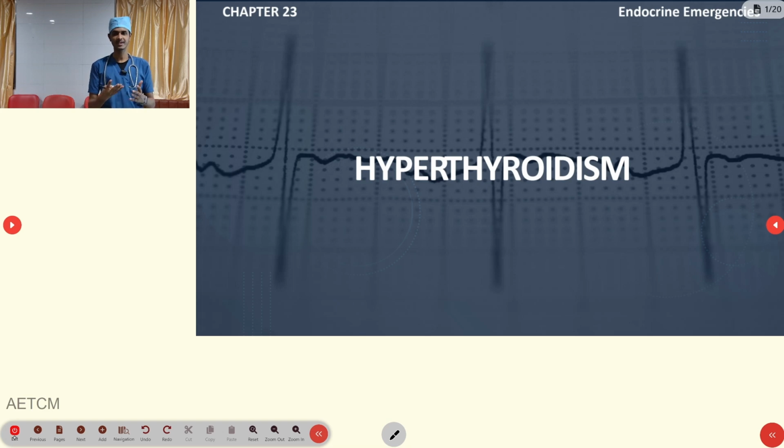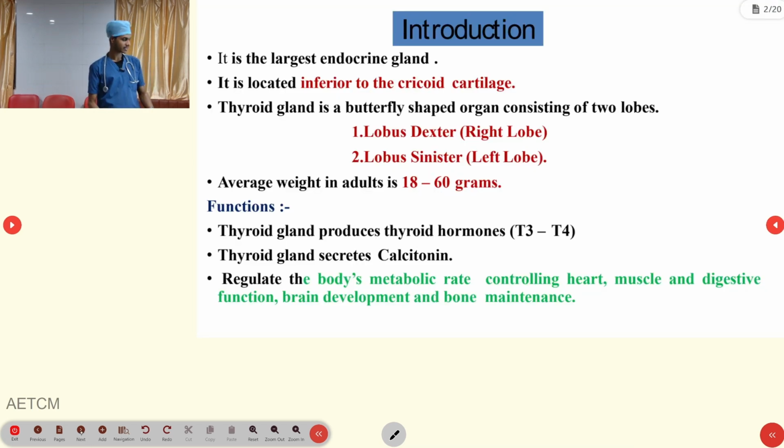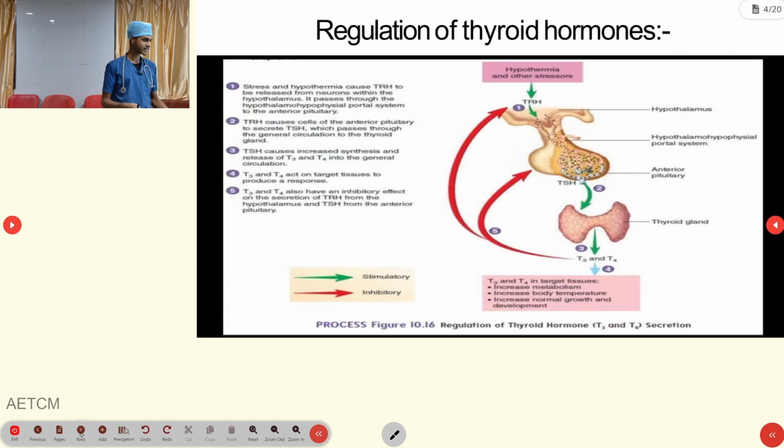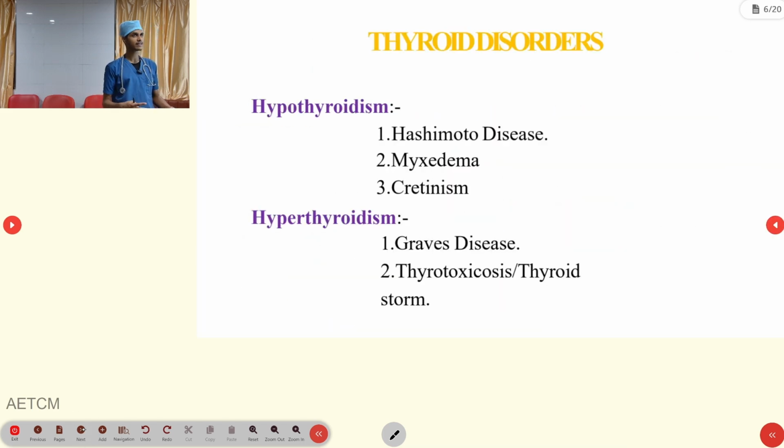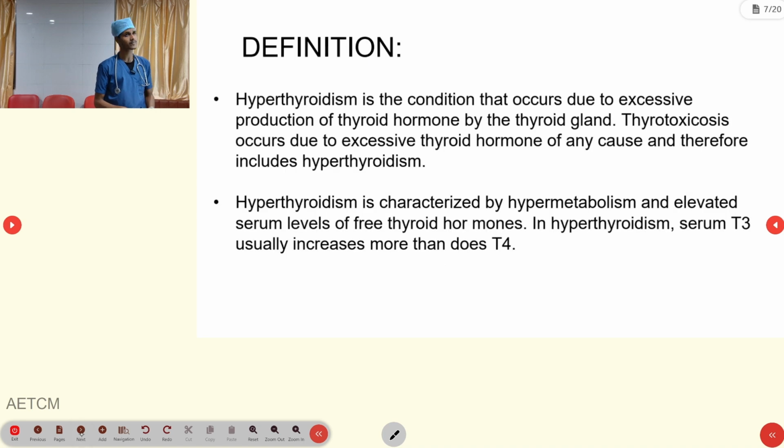Yes, we all know we are in the series of endocrine emergencies. In the last part we discussed hypothyroidism. So in this presentation, I want to explain hyperthyroidism. The anatomical notes and how the thyroid regulates normal levels we discussed in hypothyroidism itself. In hypothyroidism we discussed Hashimoto's disease, myxedema coma, and cretinism. In hyperthyroidism, the main area of our focus is Graves' disease, and then most importantly thyrotoxicosis or thyroid storm.